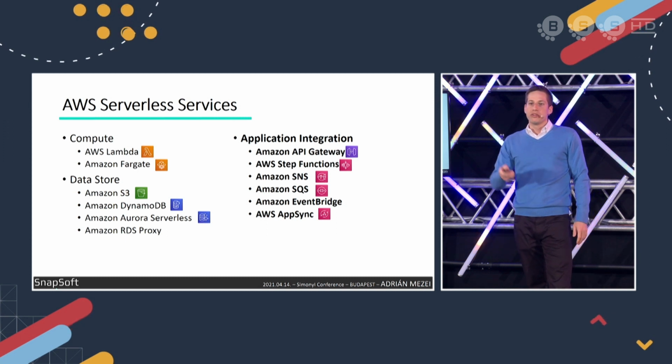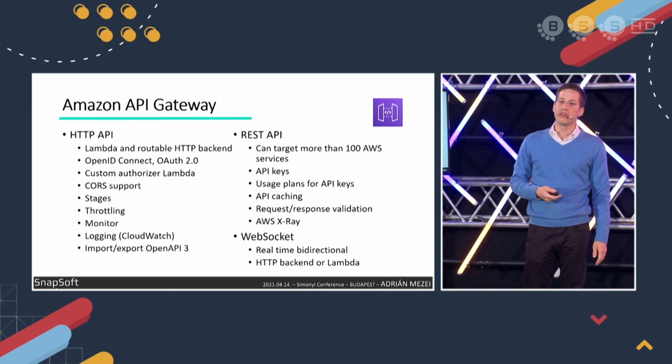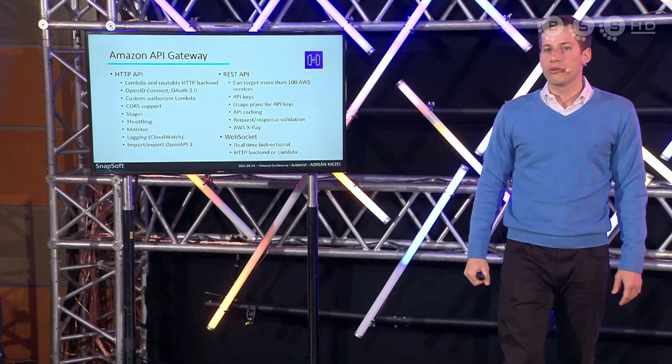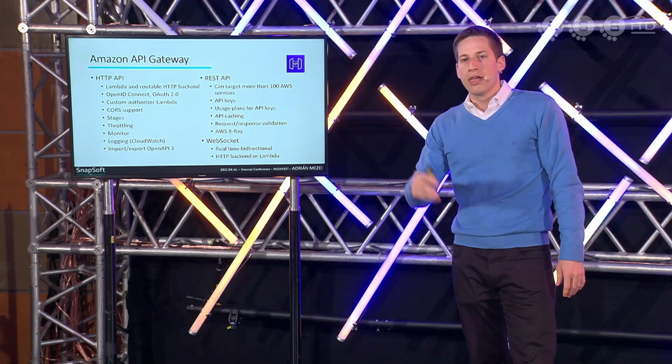And let's talk about the application integration part. So when you would like, for example, your Lambda function to be accessible over the internet, you need to provide some kind of gateway for it. You need to somehow make it accessible through the internet. So you usually put, for example, API Gateway in front of your Lambda.